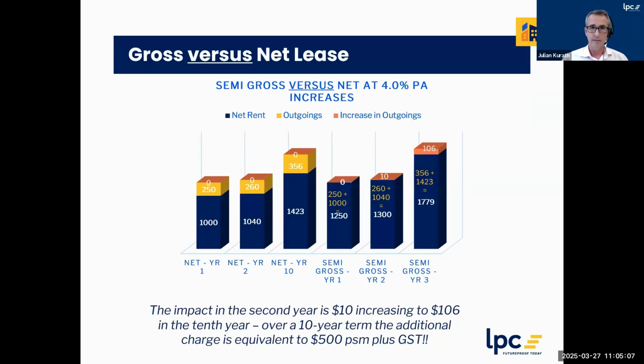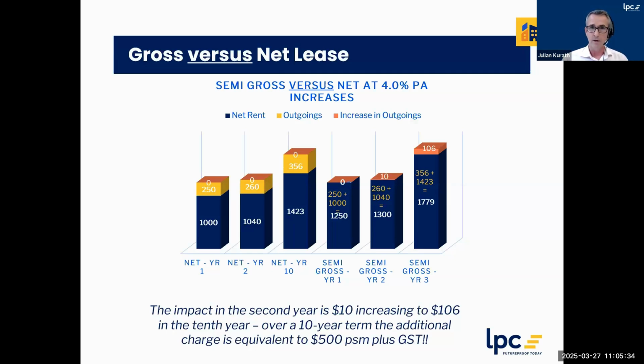So this table here is a simple example of the financial impact for semi-gross leases versus that of a net lease, and highlights the double up factor at play. The bars on the left indicate the net lease scenario with the base and/or net rent component in blue and the outgoings component in yellow. Both assume 4% growth annually for the year 1 and 2, and then I've also shown the year 10.